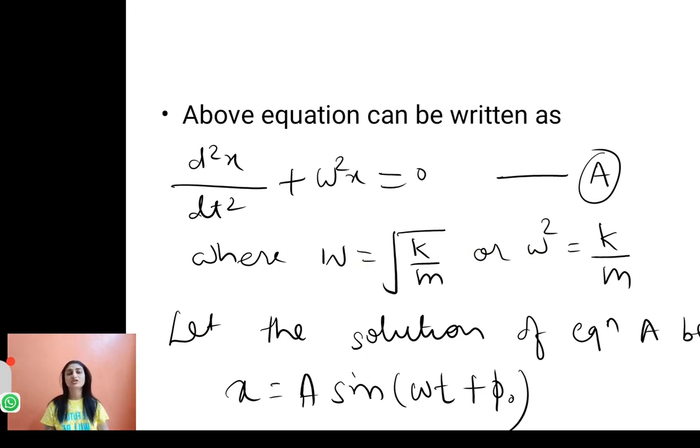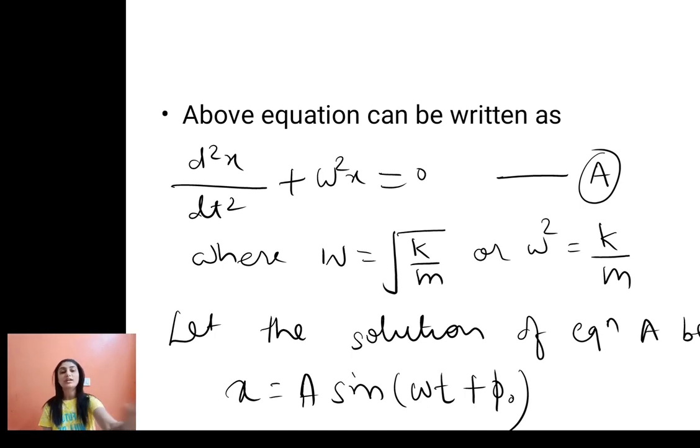Now in the above equation, we have d2x upon dt square equals minus omega square x. So we can shift that minus omega square to the LHS, and we will get d2x upon dt square plus omega square x equals 0. Here we have replaced k by m with omega square, where omega is root of k by m. Now suppose the solution of this equation is of the form x equals a sine (omega t plus phi 0).